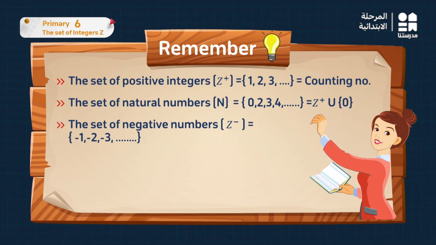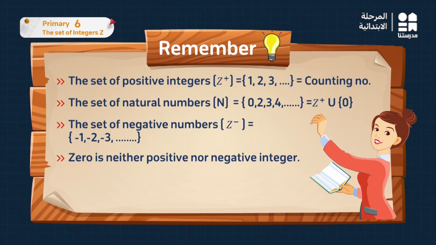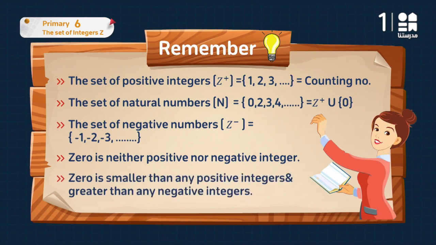The set of negative numbers, Z negative, equals -1, -2, -3. So these are the negative integers, and we write it as Z negative like that. 0 is neither positive nor negative. I said 0 is the special number separating the positive and the negative integers. 0 is smaller than the positive integers and greater than any negative integers. You have to know that.